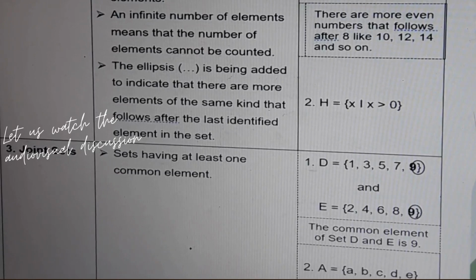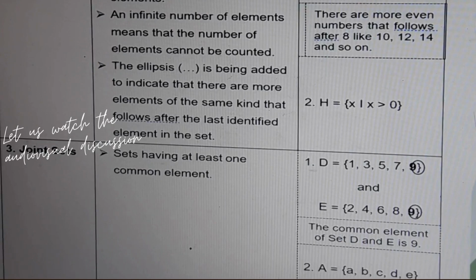Example for that, set B, which is equal to 2, 4, 6, then 3 dots after. The 3 dots indicate that there are more elements of the same kind that follow after the last identified element in the set. Example number 2, which is also considered an infinite set, set H is equal to x such that x is greater than 0. It is infinite in the sense that there are infinitely many numbers greater than 0.